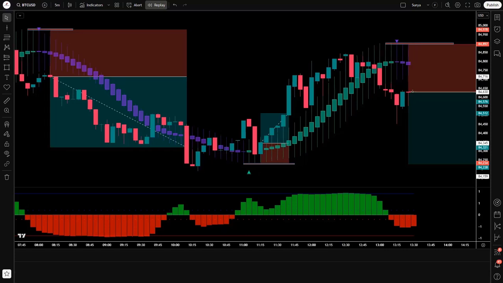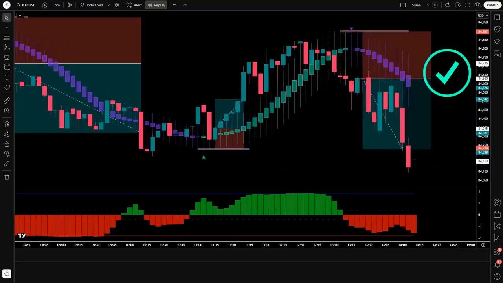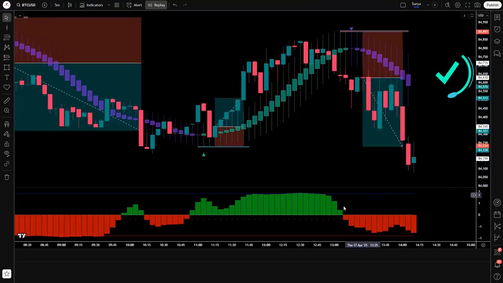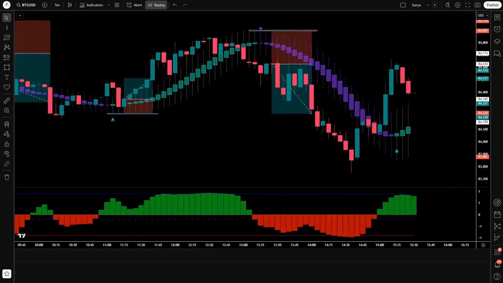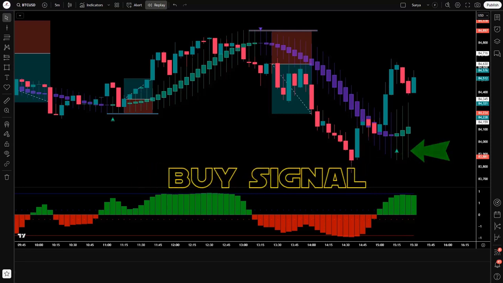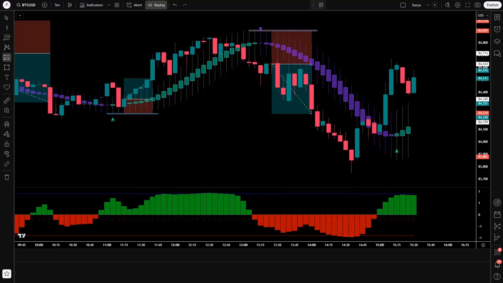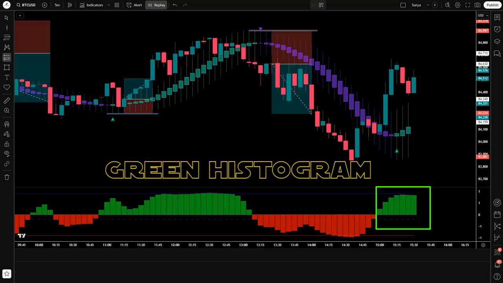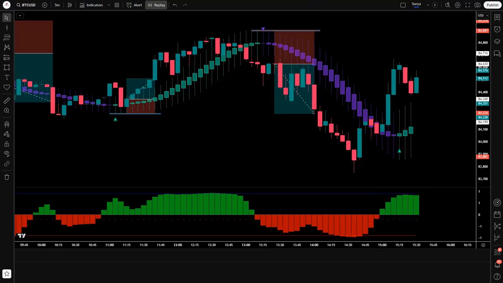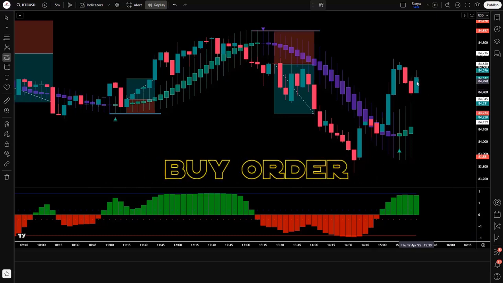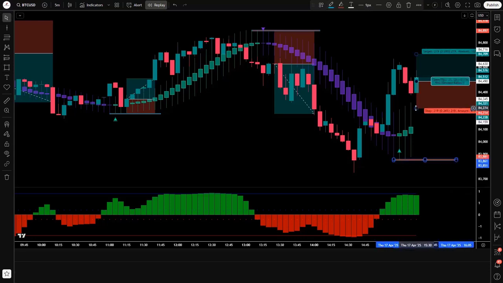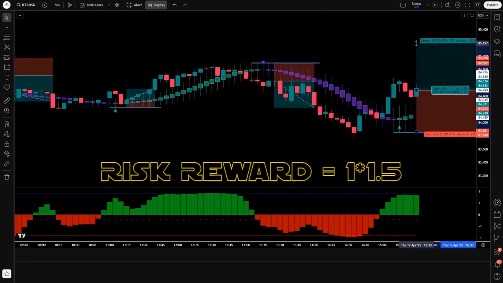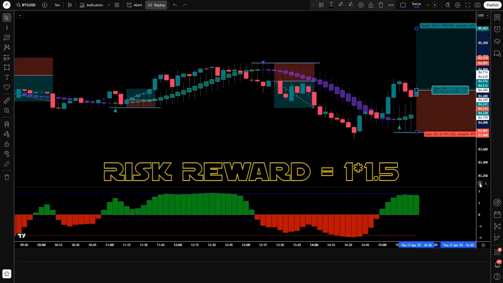Let's see what happens to our trade. We have won the trade. Let's find the next trade. When the triangular hull moving average indicator has given a buy signal, the premier stochastic oscillator indicator has formed a green histogram. And the market forms a bullish candle, so all these conditions are met, then we have to take a buy order. And our stop loss should be placed at the low of the Hama candle. And the risk-reward ratio will be 1:1.5.